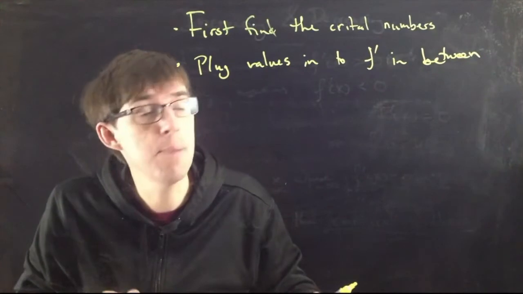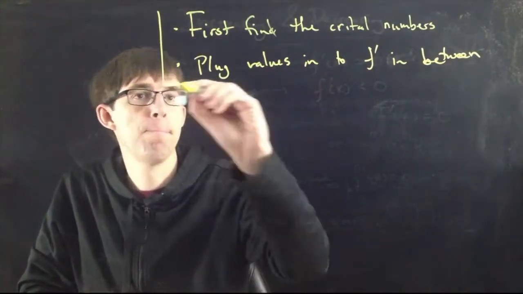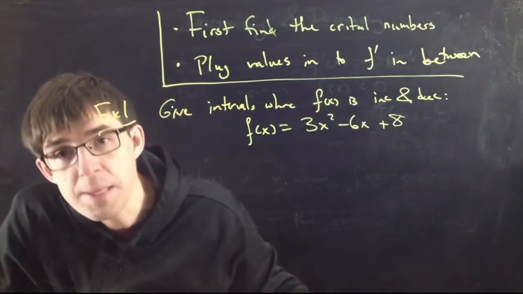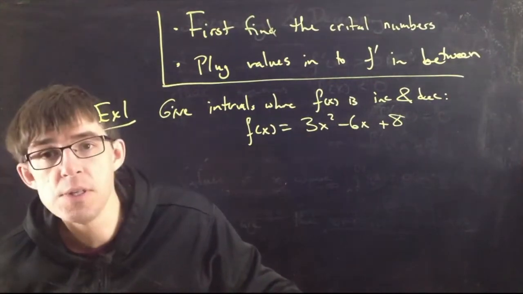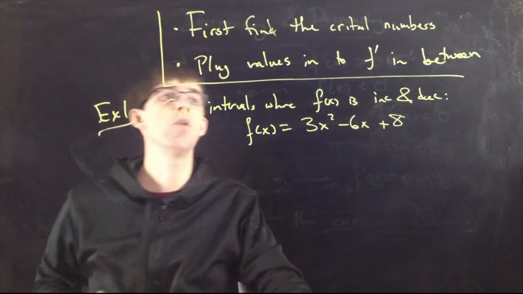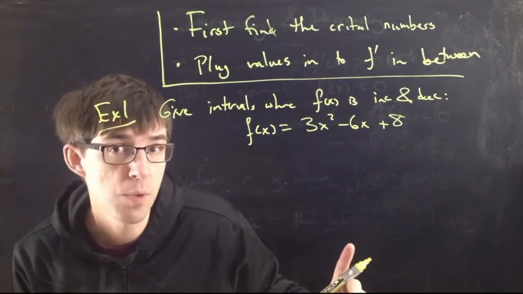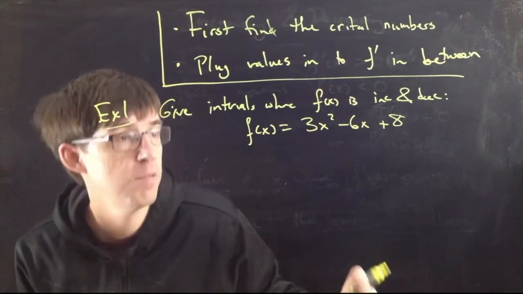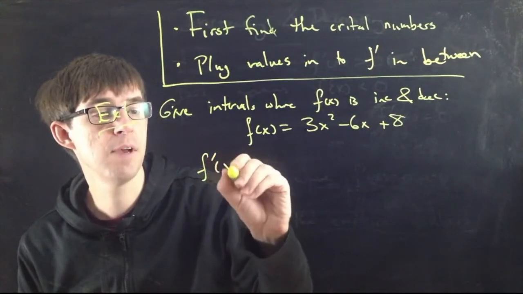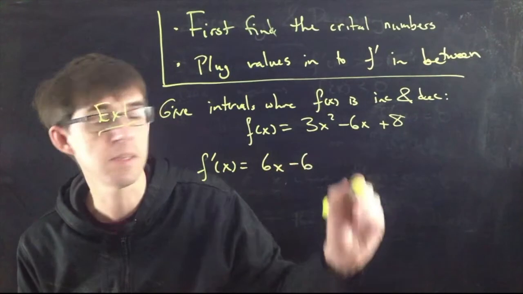I want to do two examples. One is pretty easy. One is a little less easy. All right, give me intervals where this function is increasing or decreasing. f of x equals 3x squared minus 6x plus 8. Okay, first, find the critical numbers. Remember, that means places where the derivative equals 0 or the derivative does not exist. So you should begin by taking the derivative, f prime of x. This is easy enough in this case. I do the derivative, I get 6x minus 6, right?